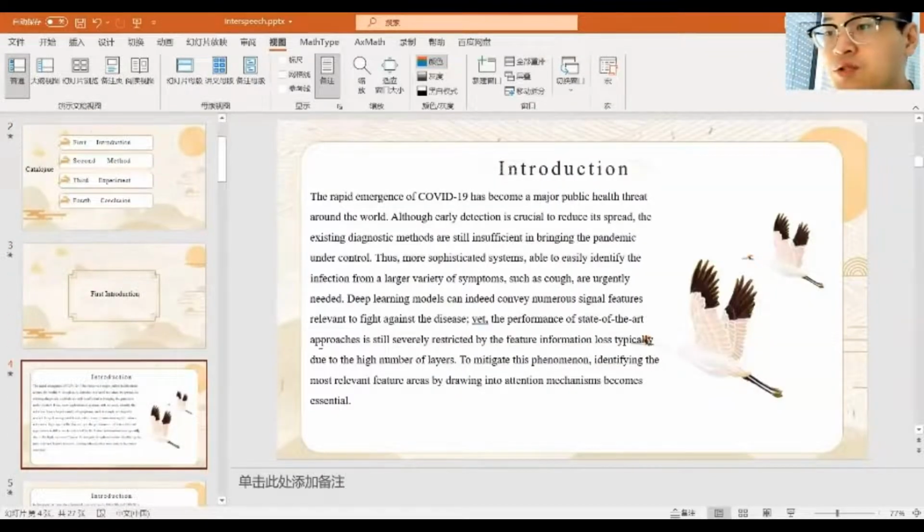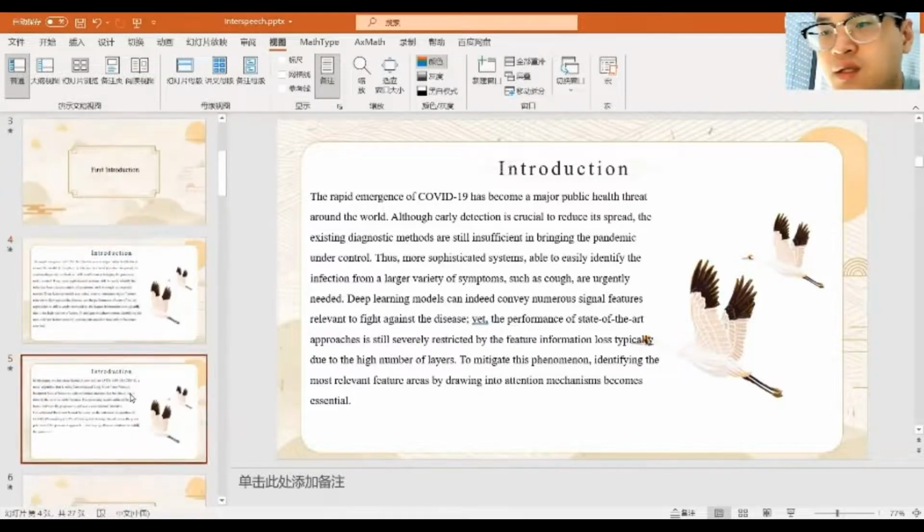Deep learning models can indeed convolve signal filters relevant to fighting the disease, yet the performance of state-of-the-art approaches is still severely restricted by the feature information loss typically due to the high number of layers. To mitigate this phenomenon, defining the most relevant features versus background with attention mechanisms becomes essential.